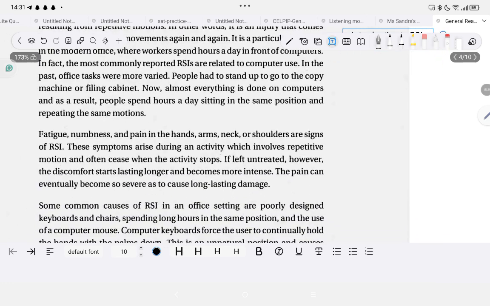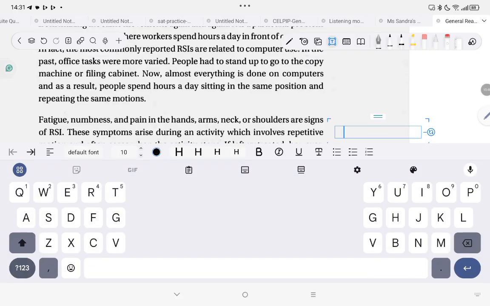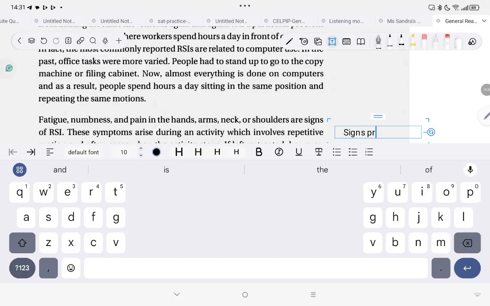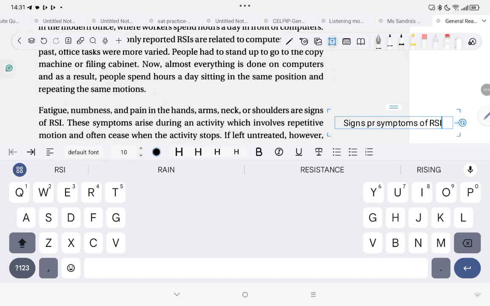Fatigue, numbness, and pain in the hands, arms, neck, or shoulders are signs of RSI. These symptoms arise during an activity which involves repetitive motion and often cease when the activity stops. The pain can eventually become so severe as to cause long-lasting damage. I believe this is talking about the symptoms of RSI, right? Signs or symptoms of RSI.